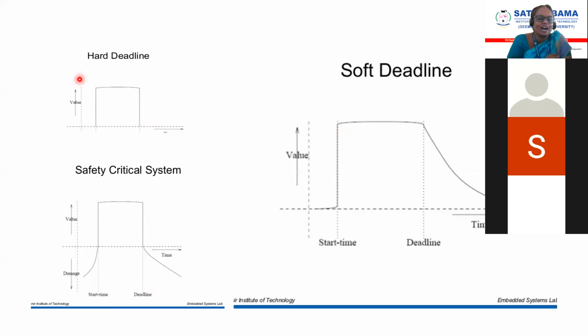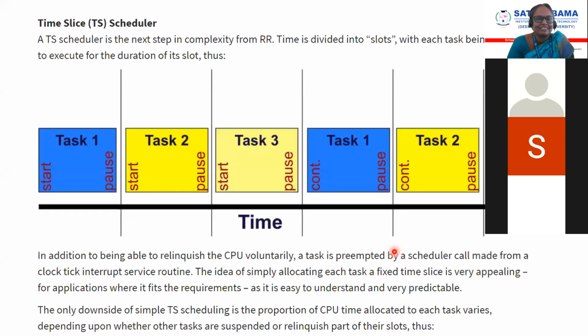So for a hard deadline, no more time will be given. Finish is finish. For safety critical time, we will give some time for them to submit your assessment. This is very important. For a soft deadline, we are very softly handling your assignment. In the same way, the task is also given like that. That will come under the time slice scheduler. I told you one important thing, the time slice scheduler is also given there itself.